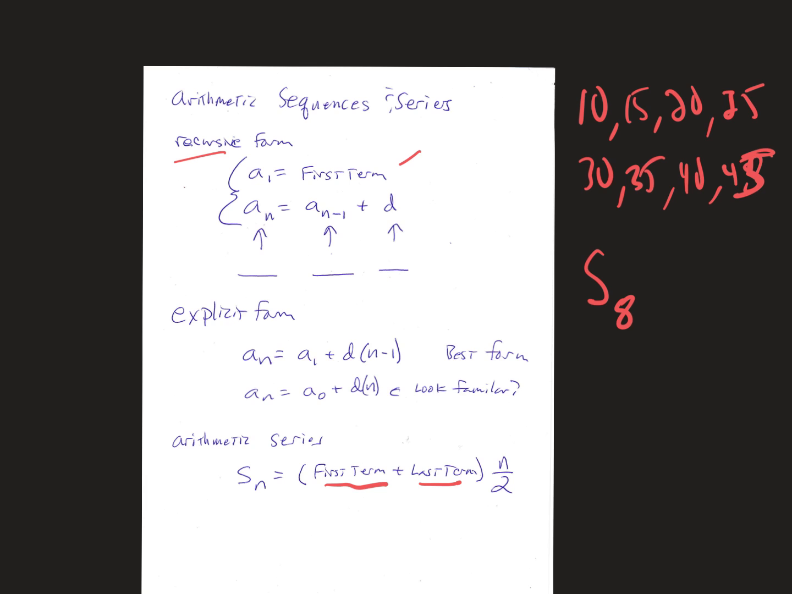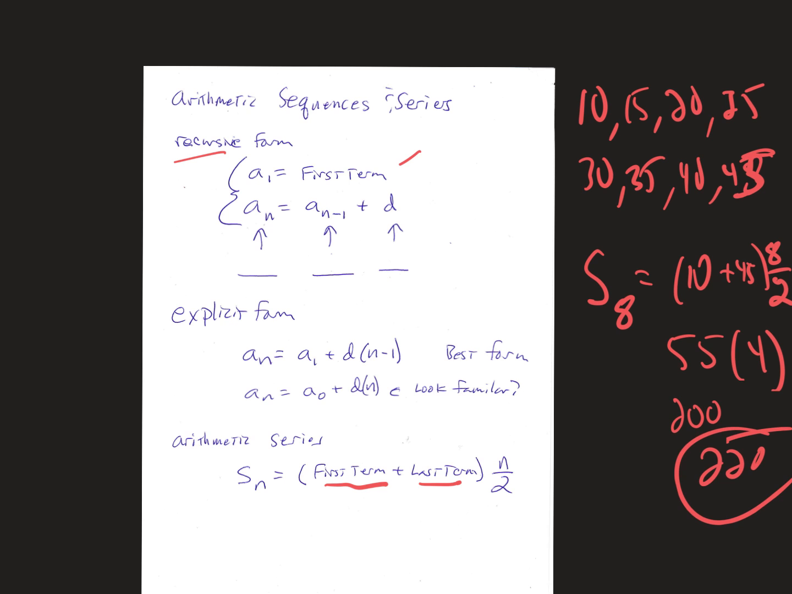So what you do is you take the first term, which is 10, and our 45, which is the last term. And then because these are 8 terms, I'm going to do 8 divided by 2. So 55 times 4 will be what? 220. So 220, if I'm doing my arithmetic right. That's the sum of those 8 numbers, and you can do that yourself if you want to verify it. But that's how it works.